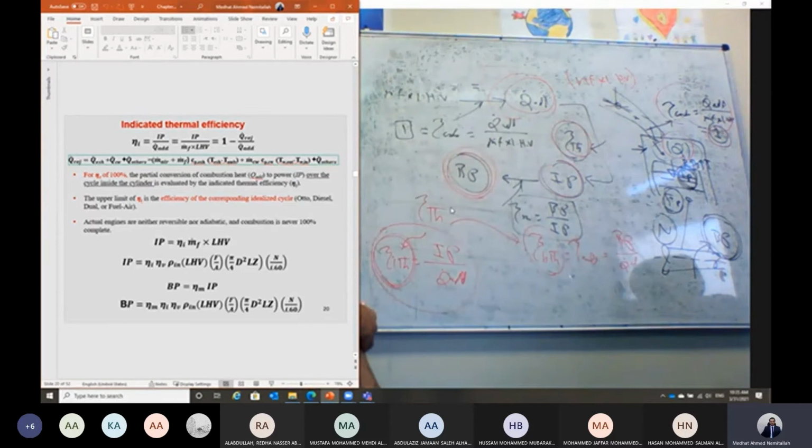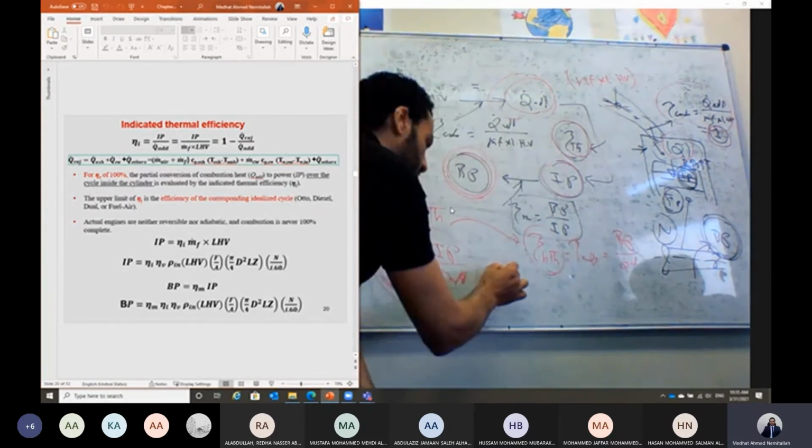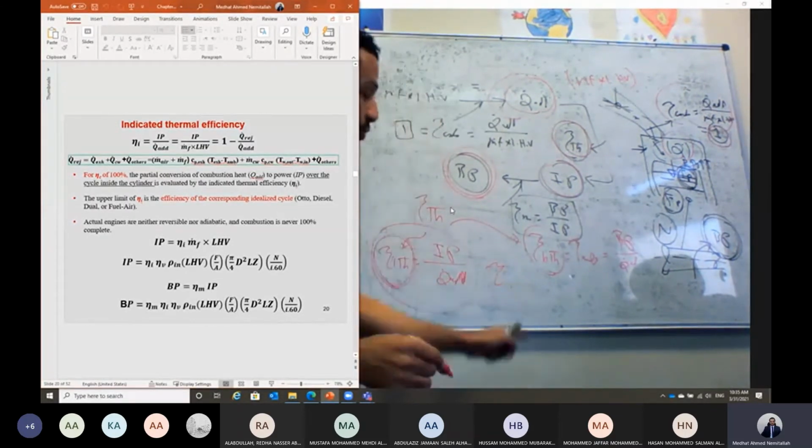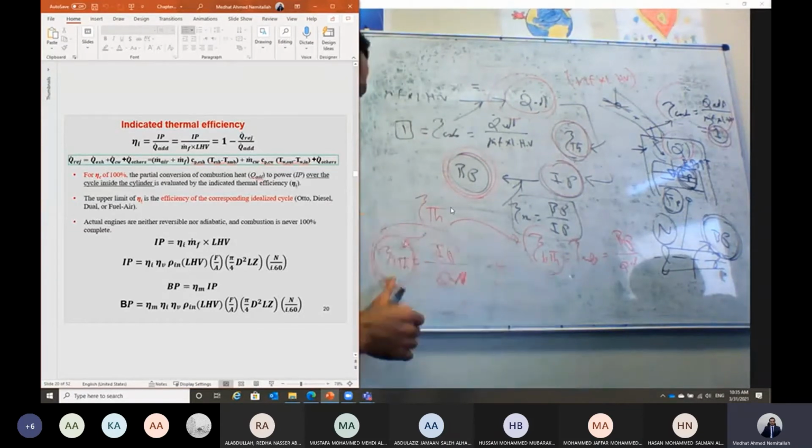And what is the ratio between both of them? The ratio between eta brake thermal and eta indicated thermal should be representing what, when I just divide both of them?